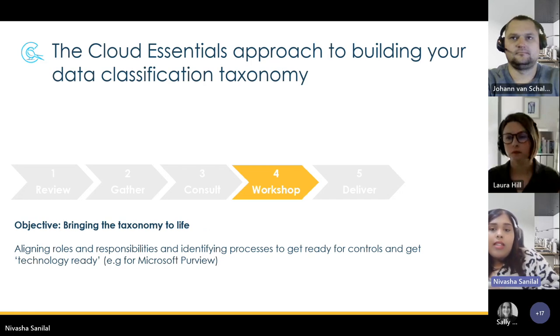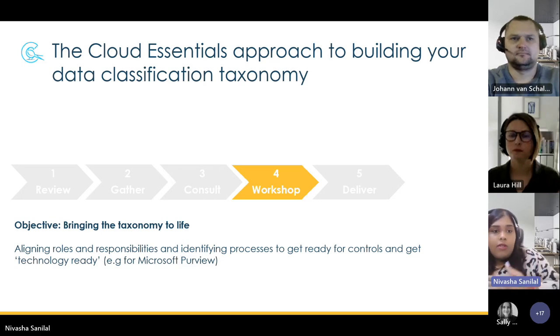Our phase four is our workshopping phase. So here we really talk about bringing this taxonomy to life, because I think in the other phases, we're talking about creating a taxonomy. We're talking about consulting on it, or how do we inform this? And our phase four is really this creation phase and bringing all the information we've got across our different phases and aligning that and assigning things like roles and responsibilities, identifying the processes that need to go into your taxonomy.